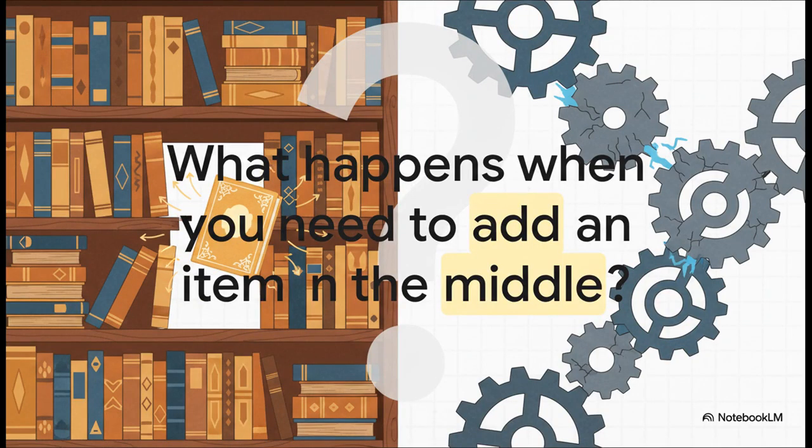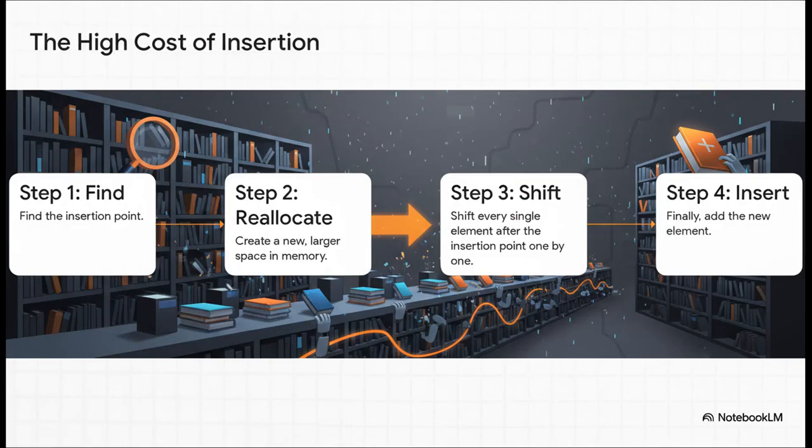But you knew there was a but coming, didn't you? Every hero has a weakness. And the array's greatest strength, that rigid, perfectly ordered structure, is also its biggest flaw. So what happens when that bookshelf is packed and you decide you want to slide a brand new book right in the middle? This is where things get really, really ugly.